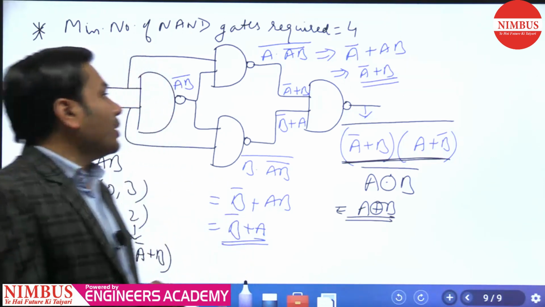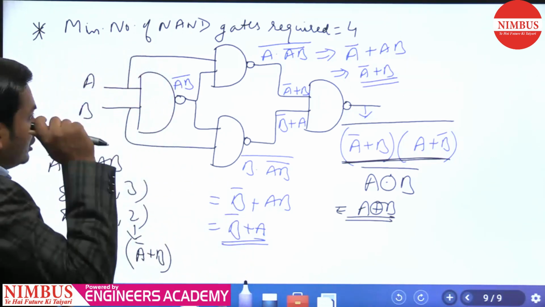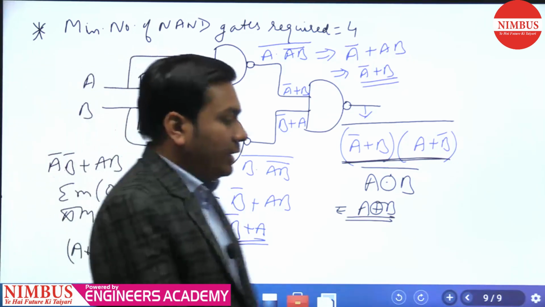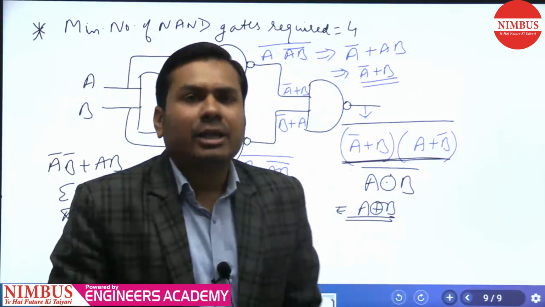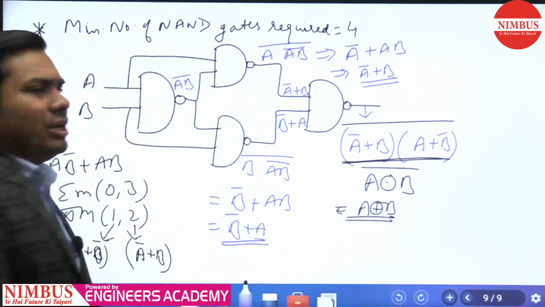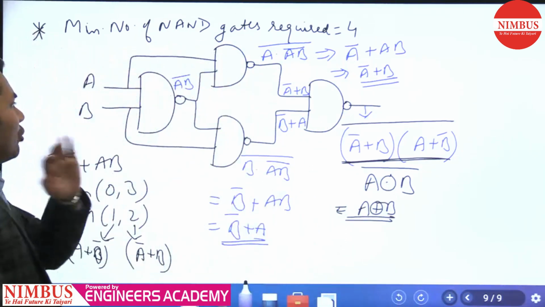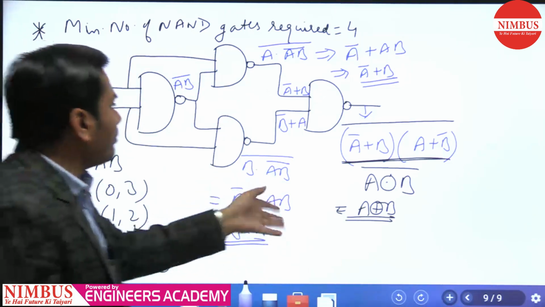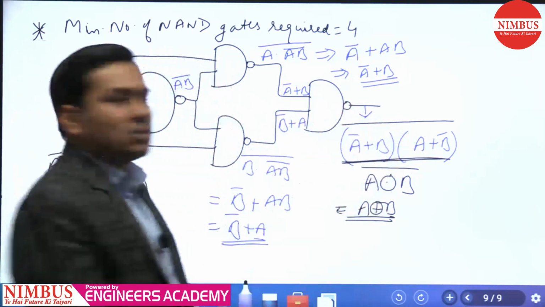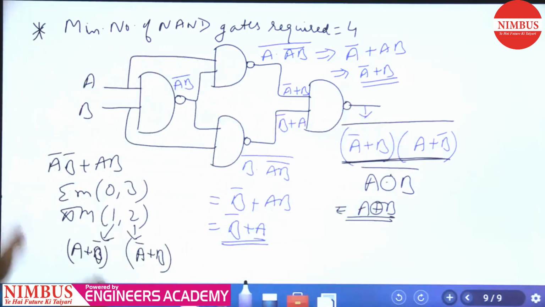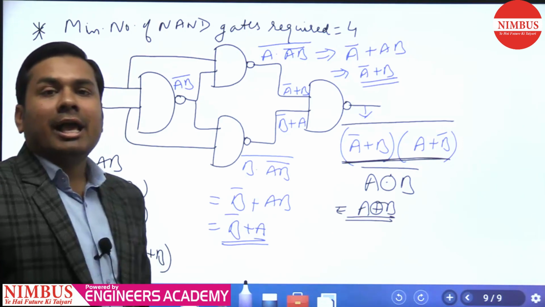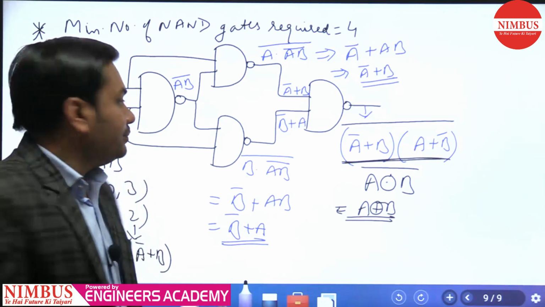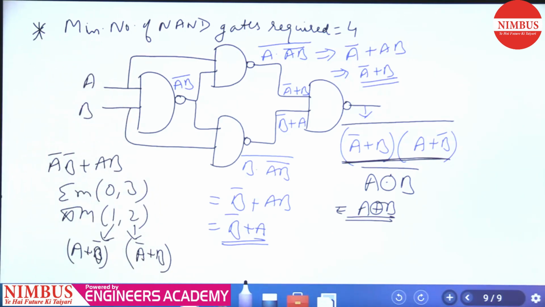Clear? We will cover the minimum number of NAND gates required for the XNOR again, right? But at the same place we are covering the NAND gates for the XOR, so at that time I will also cover the XNOR. So finally, in this way we have a requirement of 4 NAND gates for the XOR. Clear? Note it down.